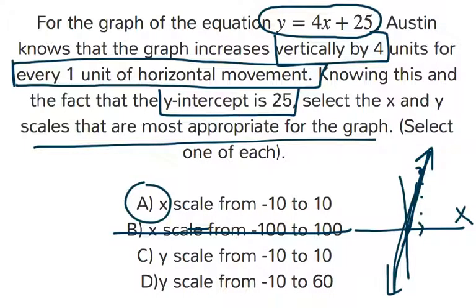C, y scale from negative 10 to 10. That is way too small. We know that the y-intercept, it says here, is 25. So that would already be off the graph. So the y scale of negative 10 to 10 is not going to work.